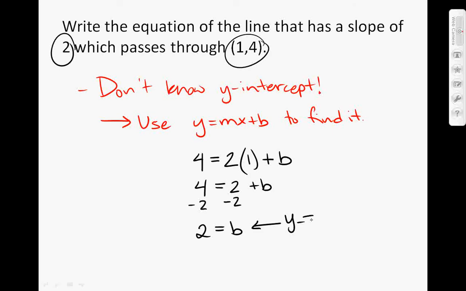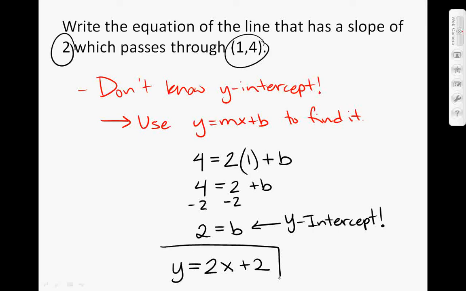This is your y-intercept. I can now plug this y-intercept back into slope-intercept form. So my equation is y equals the slope, which was 2, times x, plus the y-intercept, which was 2. And there you go. Remember, your final equation needs to have the variables x and y in it. This whole process here is just what we're using to find the y-intercept. Your final equation must have x and y.